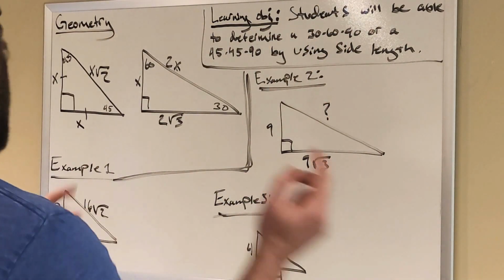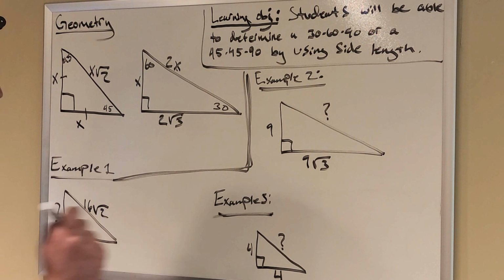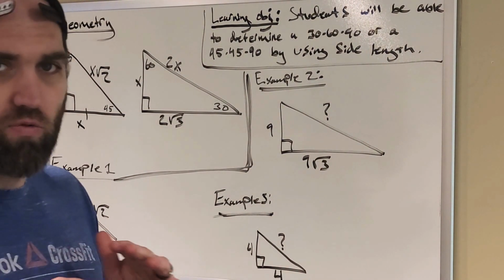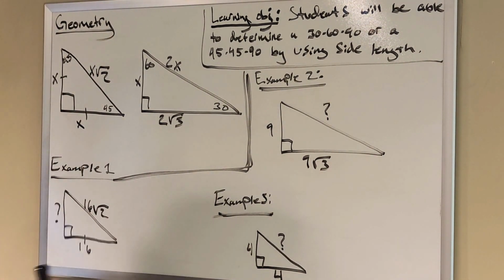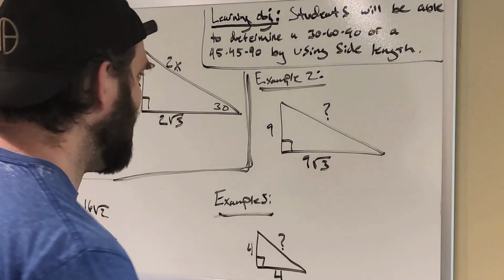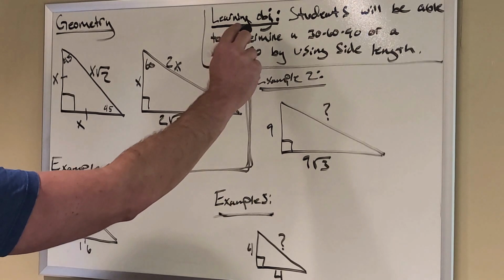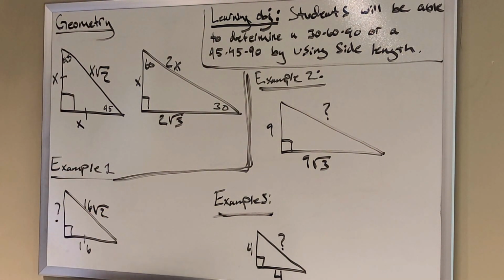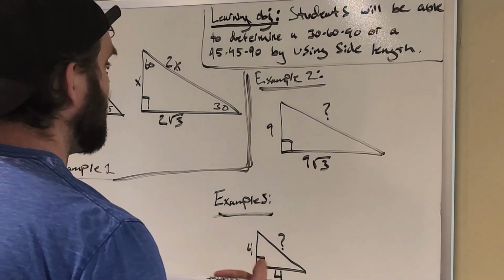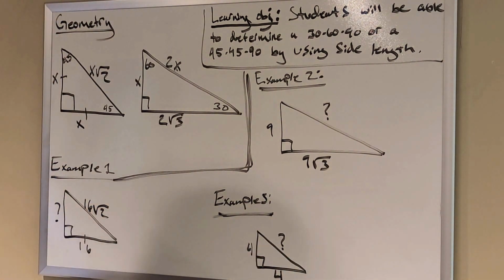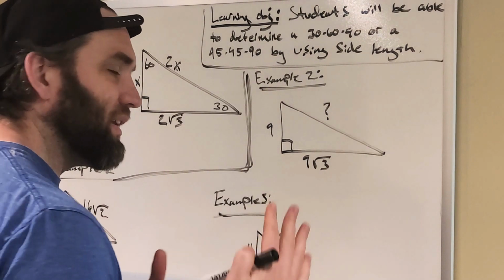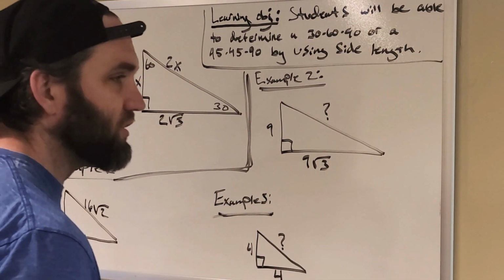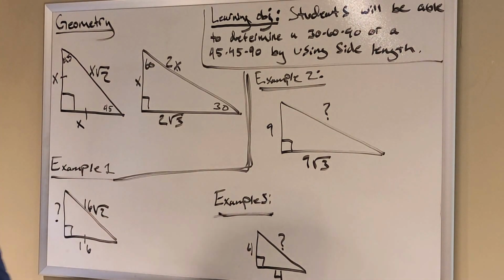But today, the first thing we're going to do is review what we worked on last week with the special right triangles, my 30, 60, 90s, and my 45, 45, 90s. So let's take a look at our learning objectives. Students will be able to determine a 30, 60, 90 or a 45, 45, 90 by using side length. So we're going to look at the side lengths of these triangles and then try to determine if it's a 45, 45, 90 or a 30, 60, 90.